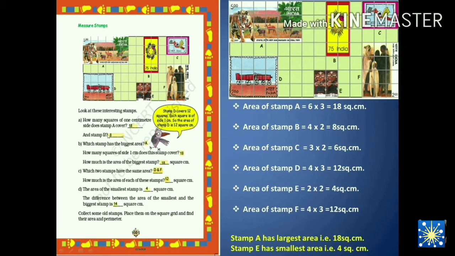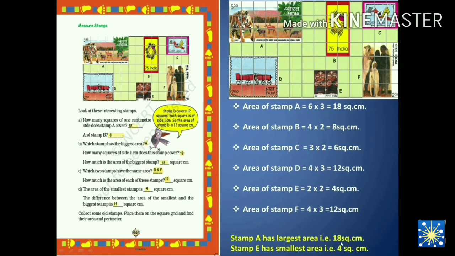And stamp B, area of stamp B is 8 square centimeter. Now B part, which stamp has the biggest area? Stamp A has largest area. So we write A. How many squares of side 1 centimeter does this stamp cover?